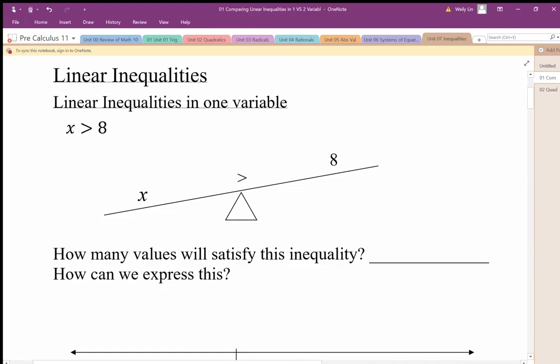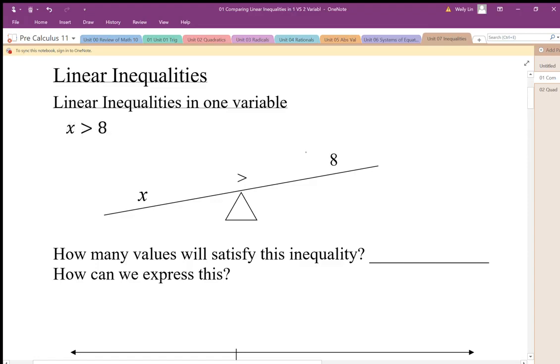We're going to look at linear inequalities in one variable and also two variables, and we're going to focus on what is the difference between the two. So first of all, linear inequalities in one variable. An example would be like this: x is greater than 8.